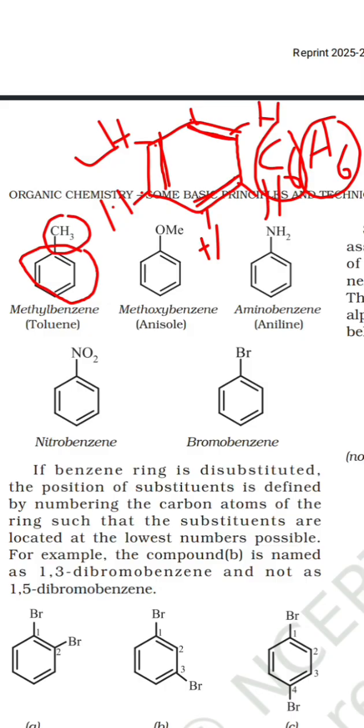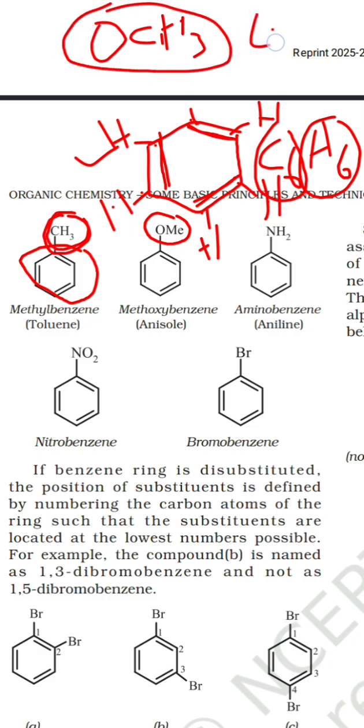So that is called methyl benzene because it is a methyl group. If instead of methyl group there is OMe, and Me means a methyl group, CH3, O, so OCH3 or OMe, both are same. So here OMe is given. That means OCH3. So CH3 means methyl, OCH3 means methoxy. So it is methoxybenzene, and the common name is anisole.